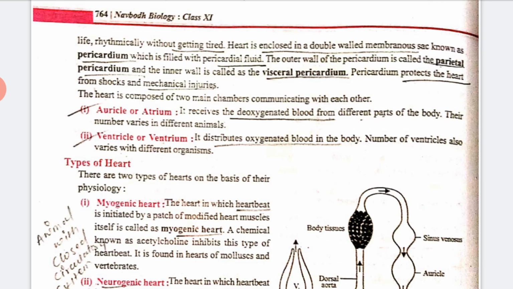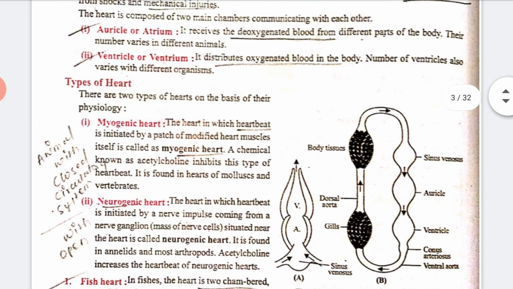Now the heart is composed of two main chambers that communicate with each other. What are these two chambers? First is the auricle or atrium, and next is the ventricle. Just remember this: the auricle receives deoxygenated blood from different parts of the body, and their number varies in different animals.